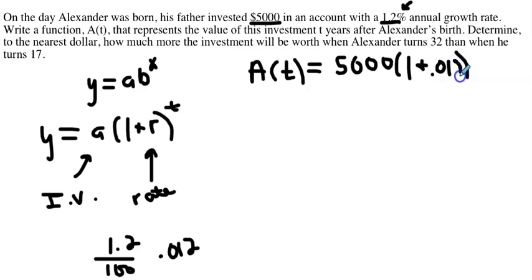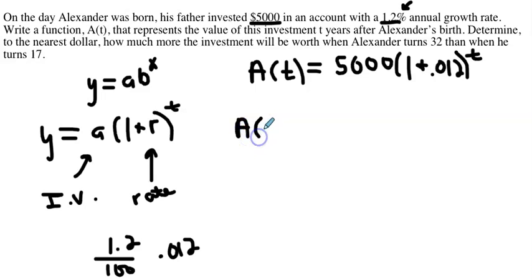And if you remember when we did functions, here A is our dependent variable, which makes t our independent variable. So I'm going to put t here. So this is our equation for our function. Then it says determine to the nearest dollar how much more the investment will be worth when he turns 32 than when he turns 17. So that's really just our time.